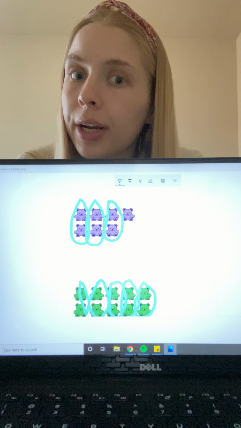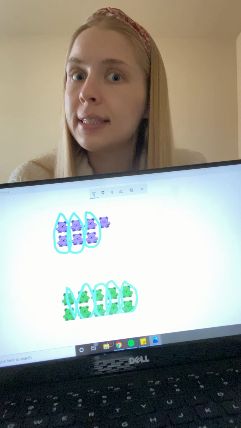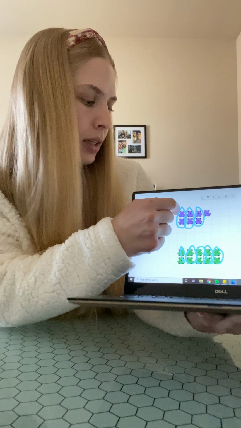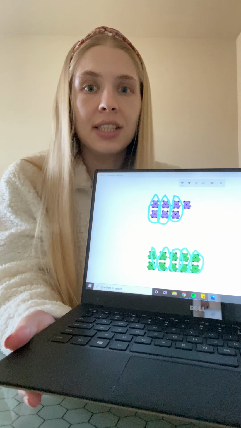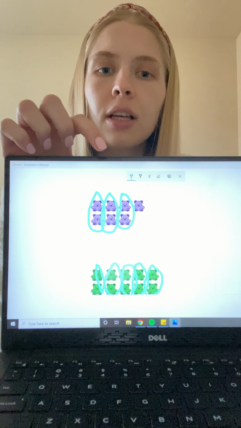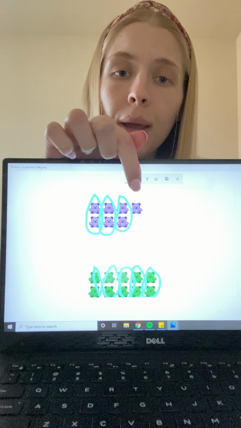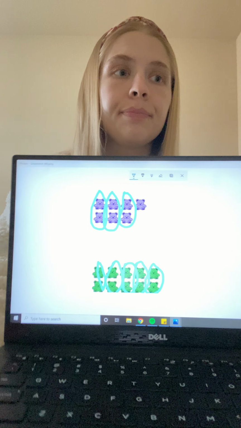So we're going to check our work again, count up all the bears total, and see if it is an odd number. 1, 2, 3, 4, 5, 6, 7. 7 is an odd number, so we know this is right. So this is our remainder bear, and these are our 3 pairs.